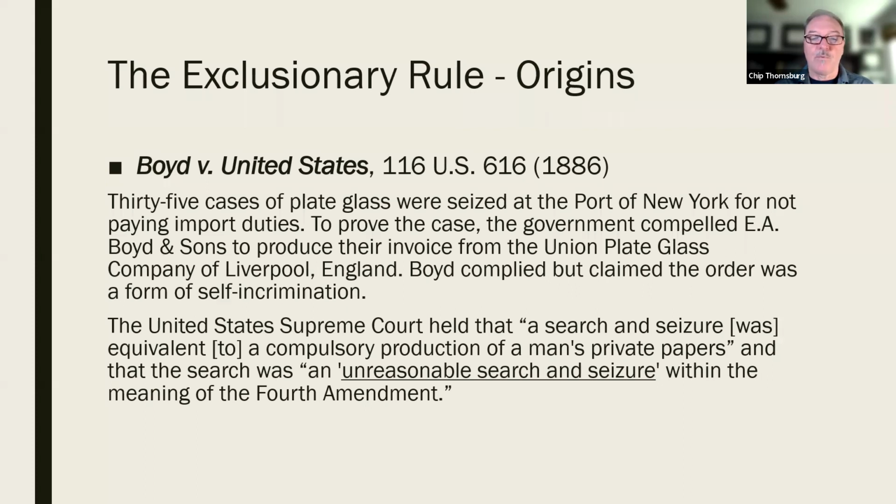The case goes all the way up through the Supreme Court. The Supreme Court says that a search and a seizure is the same as forcing someone to give up their private papers. So they said, even though this was stuff, it's the same as private papers, which are protected by the Constitution. Therefore, this was an unreasonable search and seizure because there was no warrant, and the evidence, the items seized, had to be thrown out of the court hearing. And so at that point, obviously, the federal government couldn't make their case.